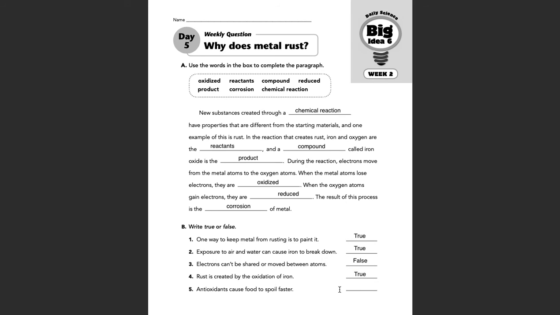Antioxidants cause food to spoil faster. Remember, antioxidants, that allows foods to not oxidize as quickly because it keeps them from losing electrons, so that would be false.